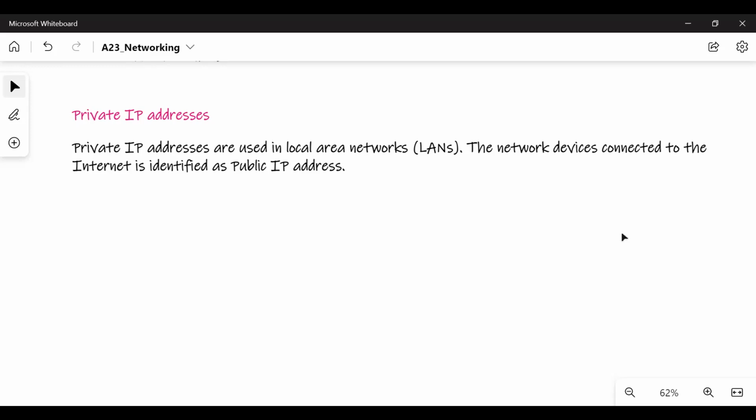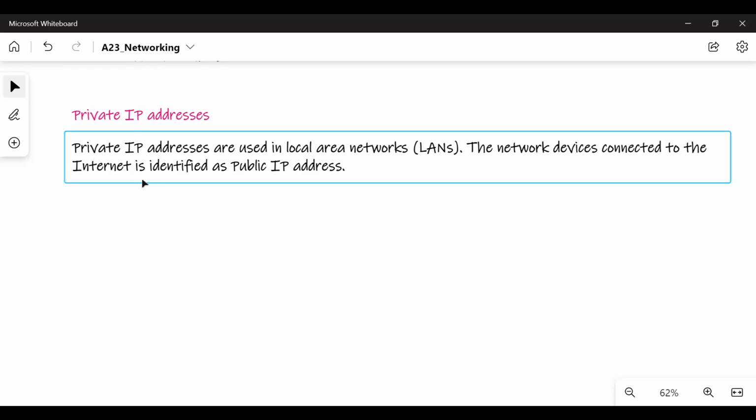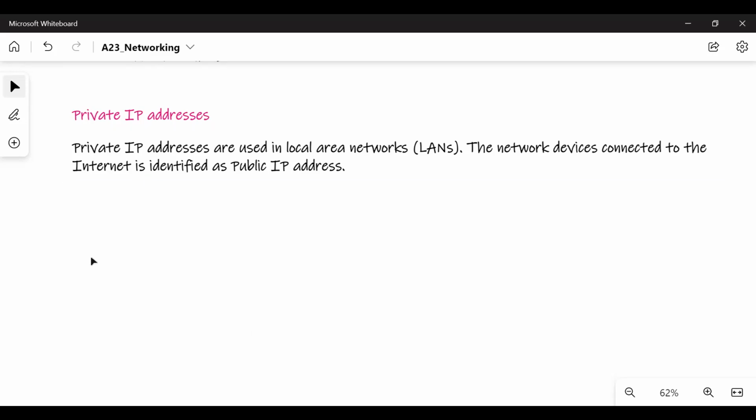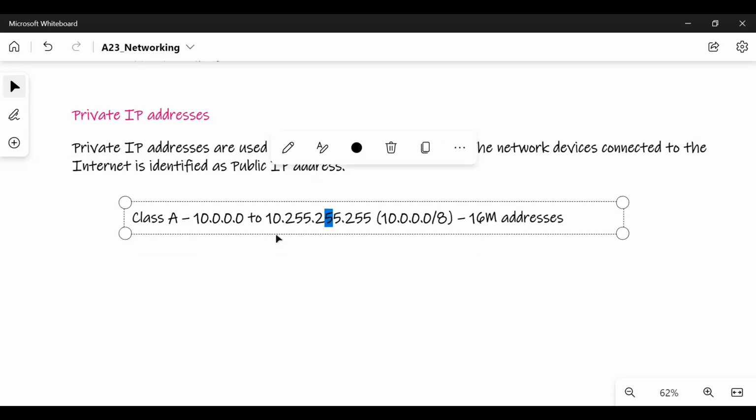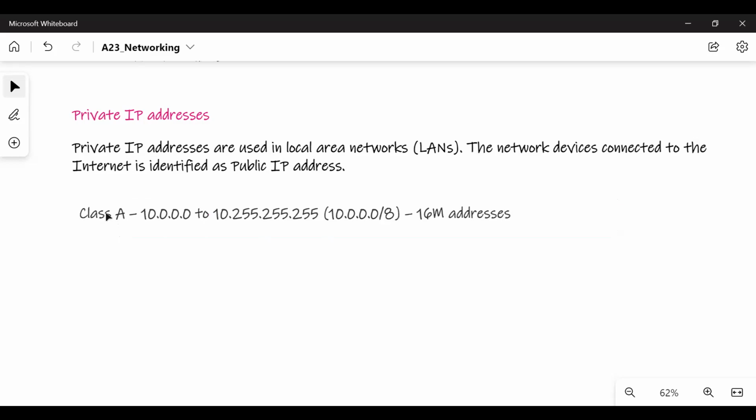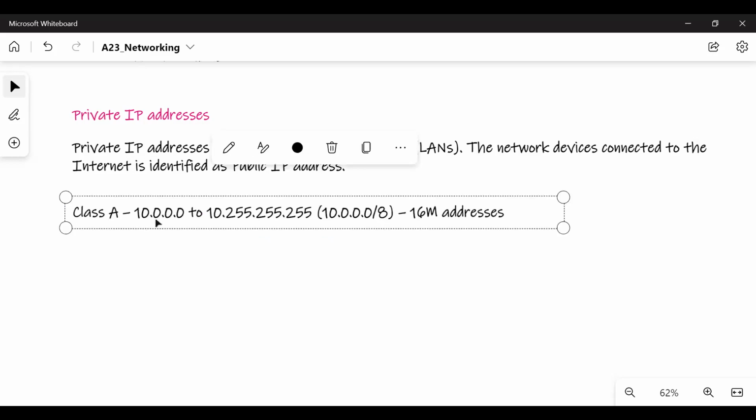So let's write down now. When we say private addresses, again, we can talk about the three classes. The first class we call class A, and it starts with 10.0.0.0. So that's the class A addresses. Class A goes from 10.0.0.0 to 10.255.255.255.